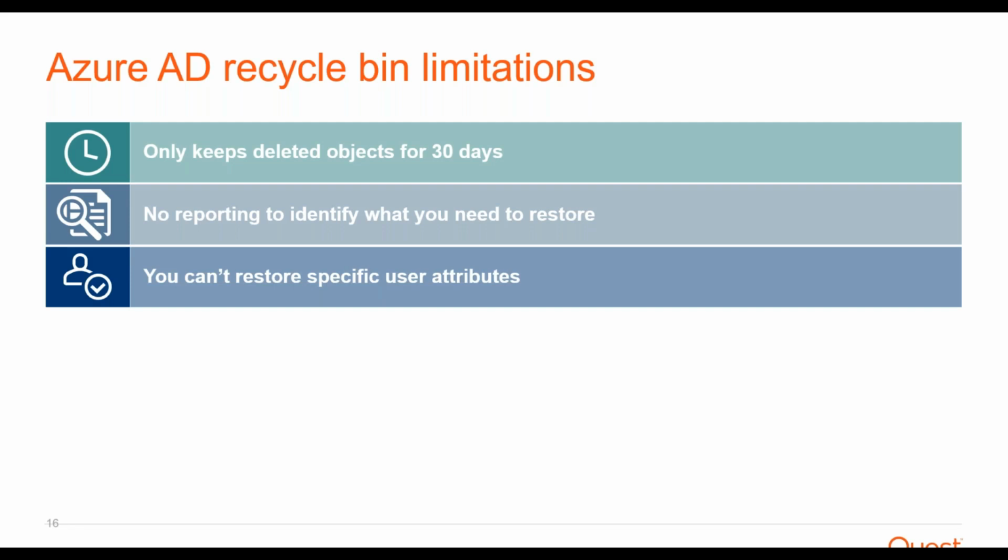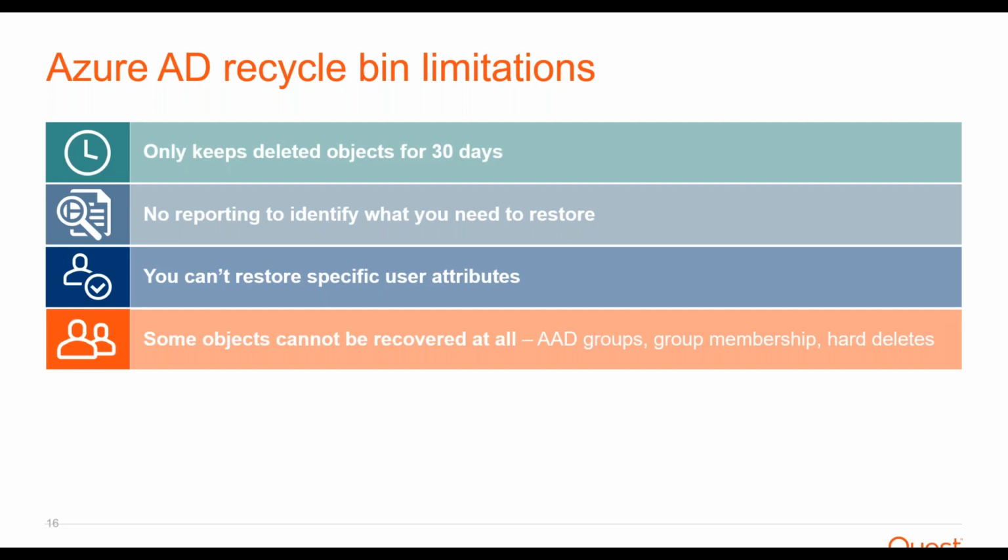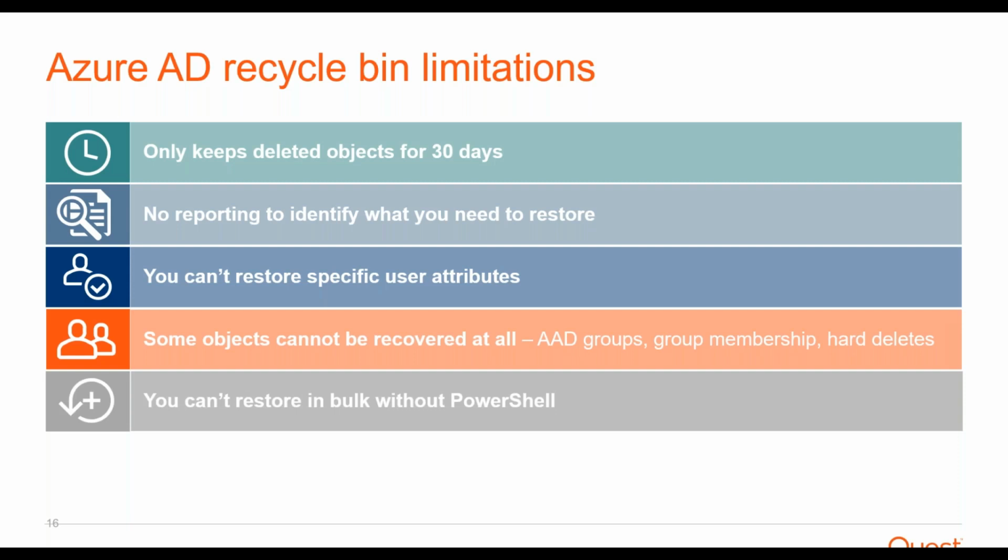You can't restore at an attribute level. It's all object level, if at all. Some objects can't be recovered at all: Azure AD only groups, group memberships, anything that's hard deleted. Even if it's not been 30 days, if somebody went in and soft deleted something, and then did a hard delete after, it's completely gone anyway. So if someone got in there maliciously, there's a fair chance that the recycle bin isn't really going to be able to help you.